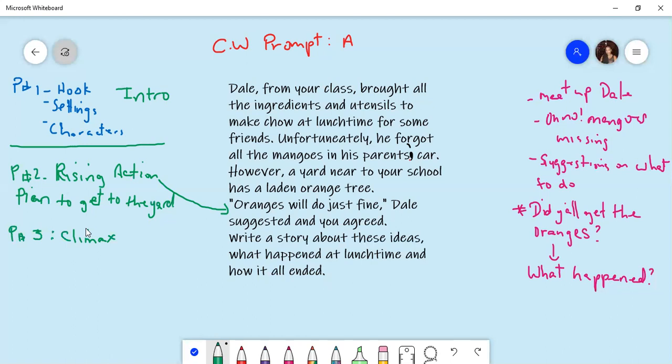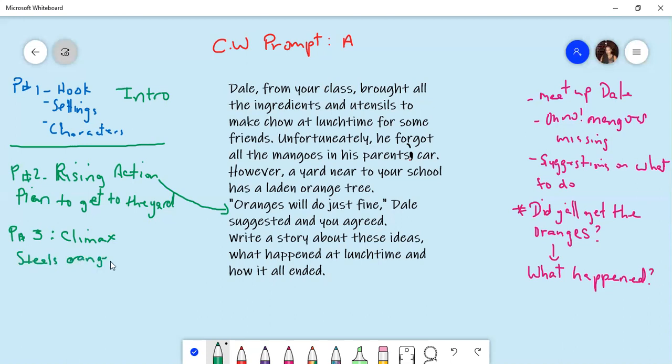All right. So for the climax, you and your friend are planning this great scheme to get these oranges. You'll talk about your plan to get the oranges. Let's assume that you actually get to the yard. What is the big climax? What happens? What goes wrong? So when he steals the oranges from the tree, okay, so he steals the oranges. And what happens?